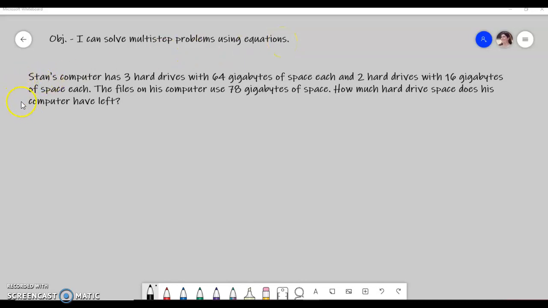So we've got this lovely word problem here, so we're going to read through it 3 times. First time is just to read it. Second time we're going to look for what information we need. And third, we're going to figure out what question we are trying to solve.